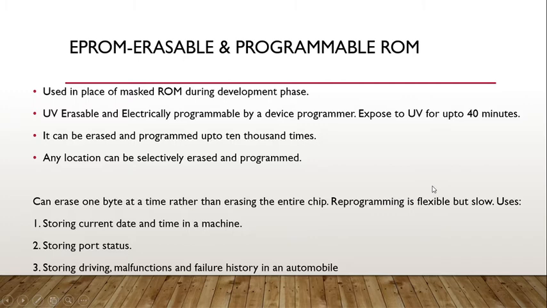That is, this type you can use for applications which are flexible, if you want to change in between, but it is a slow mechanism. And the uses are, you can store the port status, the current date and time in a machine, or store driving malfunctions and failure history in an automobile. So where you require frequent updates to be stored in the memory, in those cases you can go for this type, the erasable programmable ROM. Selectively, say a byte can be erased rather than erasing the entire chip. By exposing it to UV, you can program it up to 10,000 times.